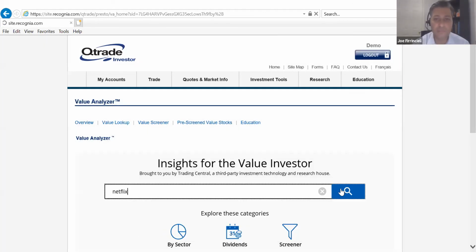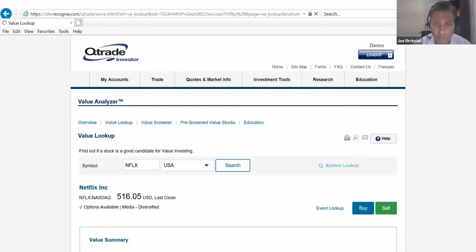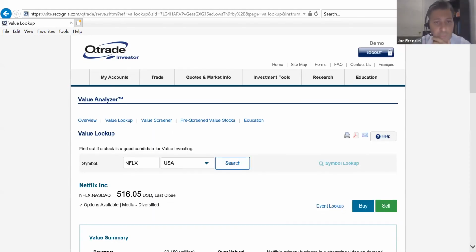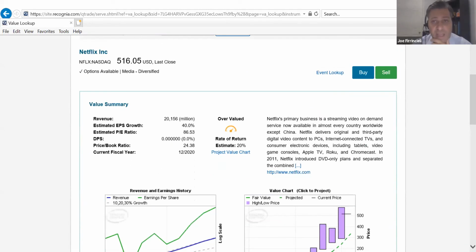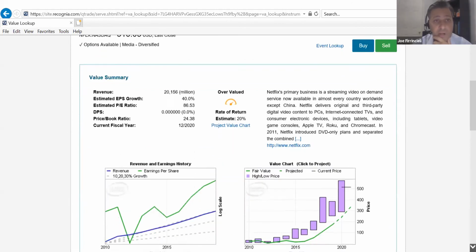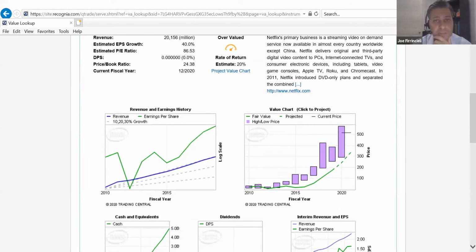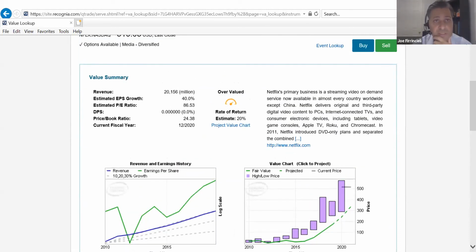You can quickly pull up Netflix here, and you can see what it's trading at. This is a great snapshot, just to see where the company's trading at, what it's doing. So as you can see, it was trading at $516. I don't know if I'm going to pay $516 for one share, but I really want you to focus on, okay, this is a primary business. It's been eating up a lot of regular cable and regular opportunities for us to participate in this.